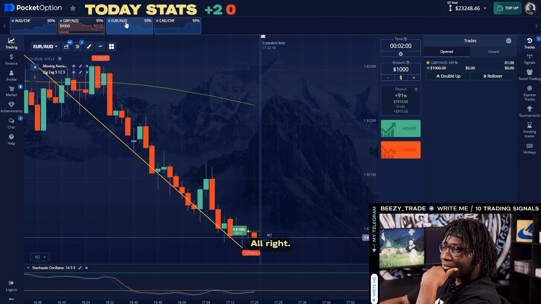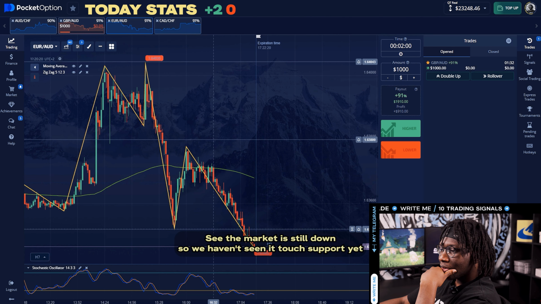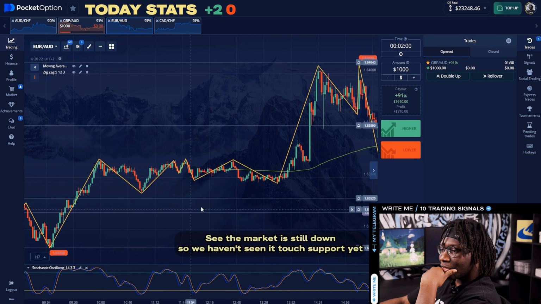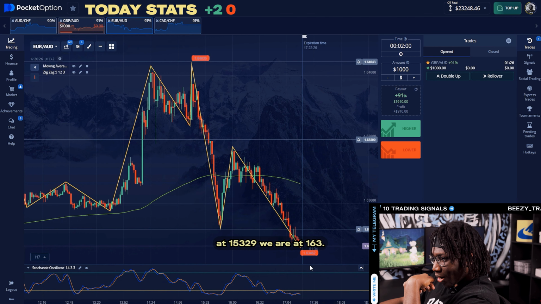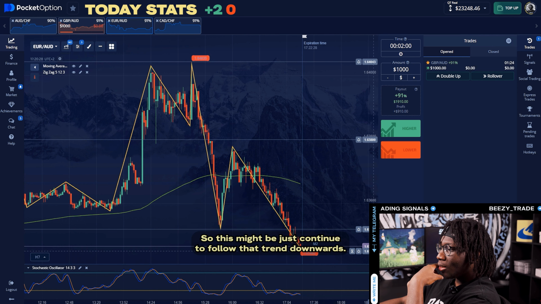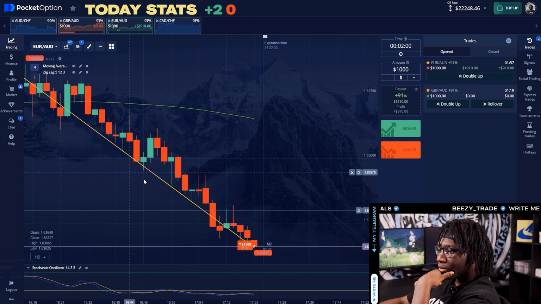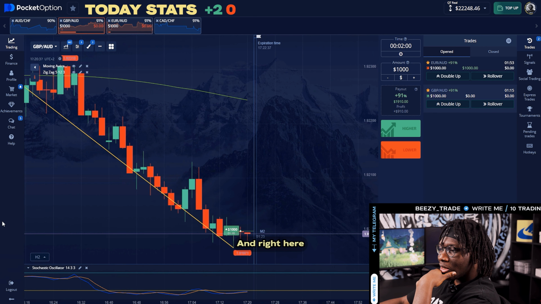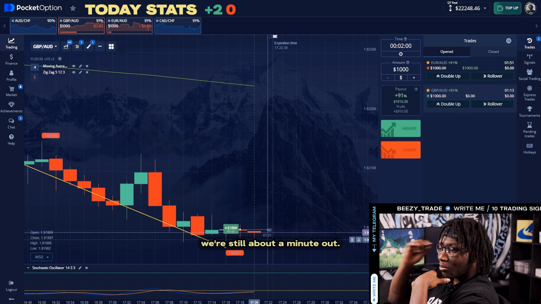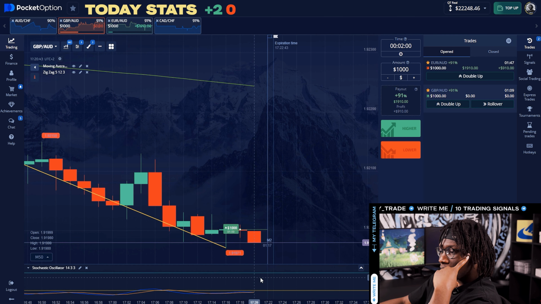All right. Let's go back to Euro, Australian dollar, and we can see the market is still downward. So we haven't seen it touch support yet at 15329. We are at 163. So this might just continue to follow that trend downwards. And right here, we're still about a minute out. I think we're close to hitting 20.